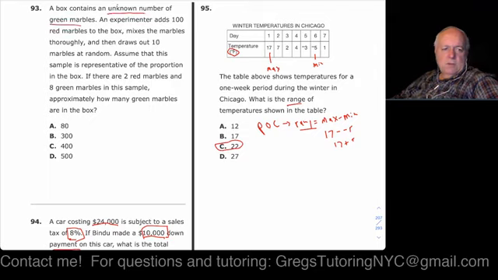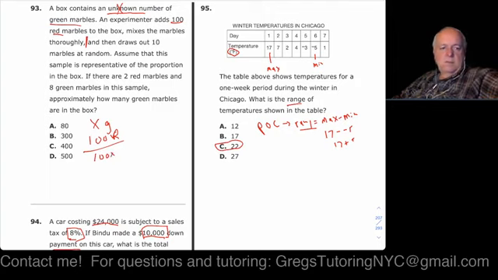So there's a box with X green. An experimenter adds 100 red marbles to the box. So there's now 100 red in the box. Let me make that an uppercase R. Mixes the marbles thoroughly, and so at this point we have the box, so there's 100 plus X total.